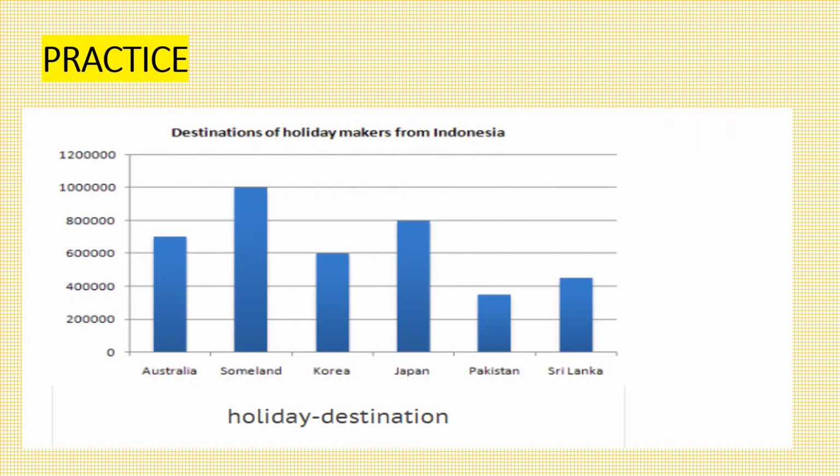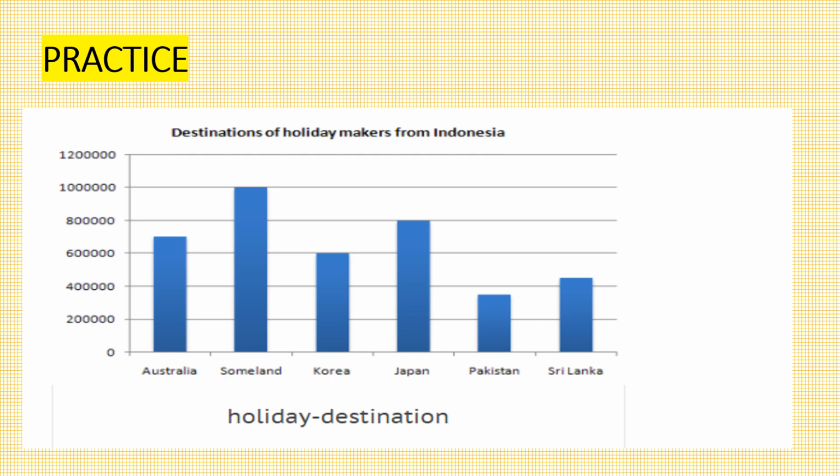Now let's do some practice. So the first bar graph is about destinations of holiday makers from Indonesia. A sample answer could be: the given bar graph delineates information about the destinations of holiday makers from Indonesia to various countries such as Australia, Somalia, Korea, Japan, and so on.